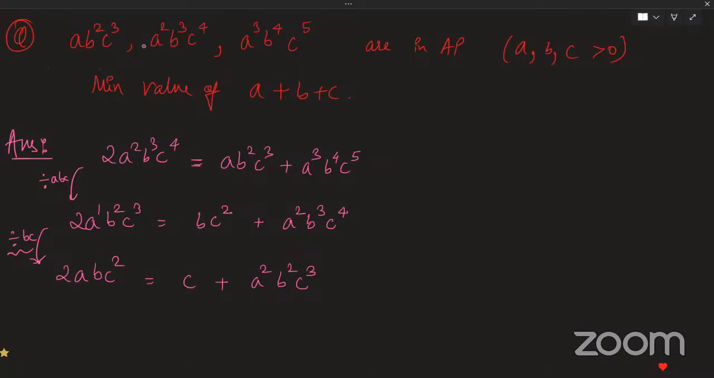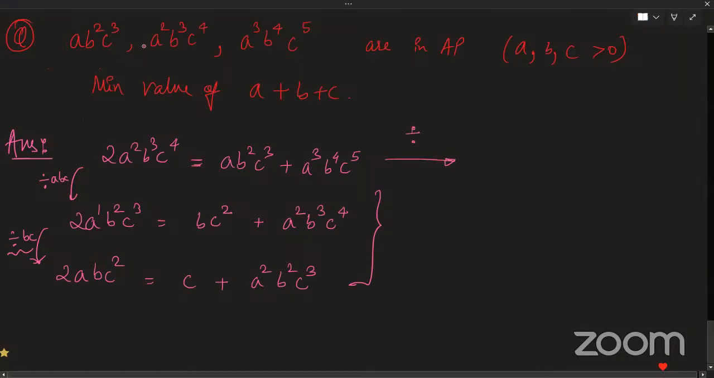Sir, c is common. Arey c yaar, instead of this long process, you could have directly divided by ABC. Yes, no, I had already divided by ABC, I already have c cube. Sir, you could have a b square c cube. No, sir. What will happen if you divide by this?